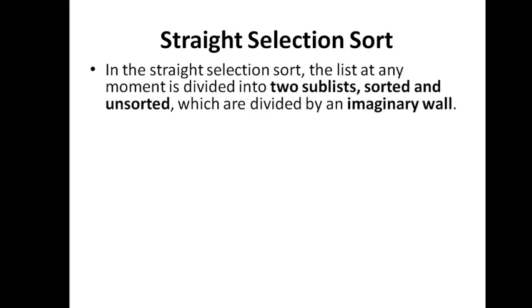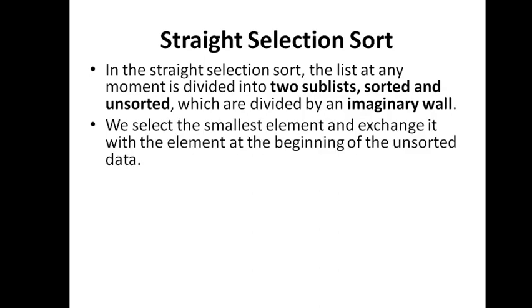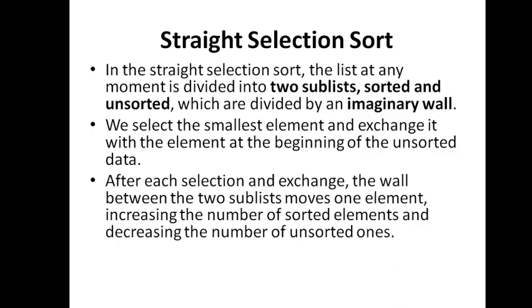The idea of the selection sort is just as I mentioned. So formally, given a list of numbers, the selection sort algorithm will divide that list into two categories: sorted list and unsorted list. Initially the sorted list will be empty and the unsorted list will be the entire list, and there will be an imaginary wall maintained by the algorithm. We select the smallest element and exchange it with the element at the beginning of the unsorted data, and when we do so, the imaginary wall moves one step towards the right.